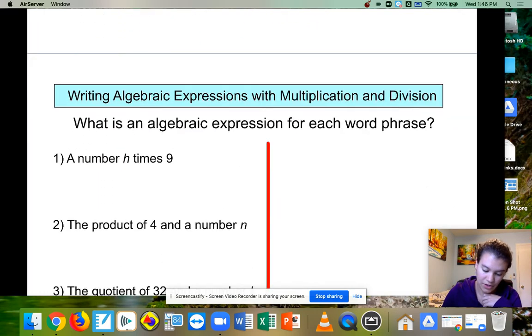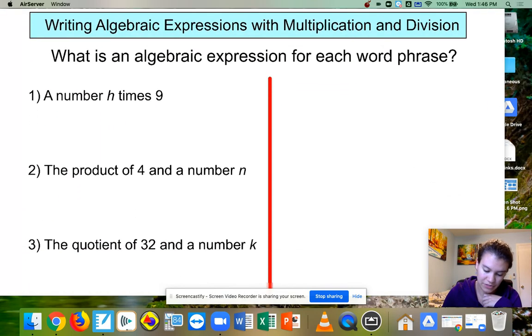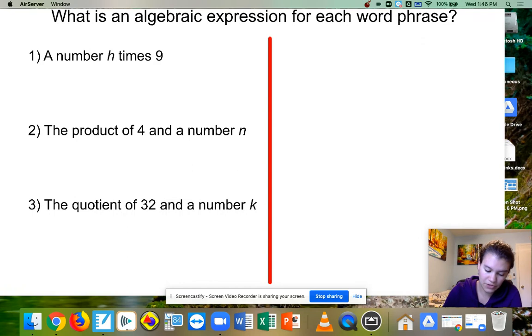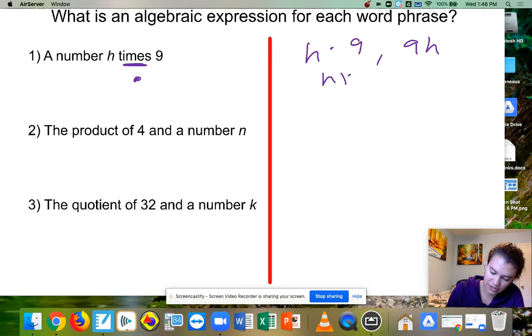All right, so algebraic expressions with division and multiplication. Same idea, we just now are doing multiplying and dividing. So we have a number h times 9. That's going to be multiplication. There's lots of ways you could write this. You could say h times 9. You could say 9h. Any of those are fine.